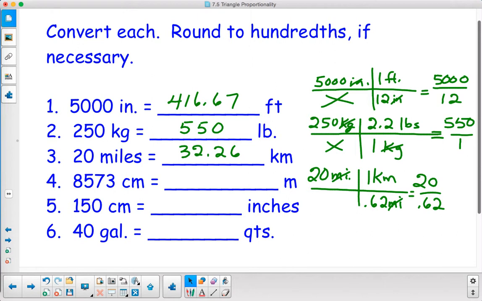Okay, so there's 3 examples for you. You do problems 4, 5, and 6, then after you have worked them, turn this back on to see if you got the answers right. Okay, shut this off.